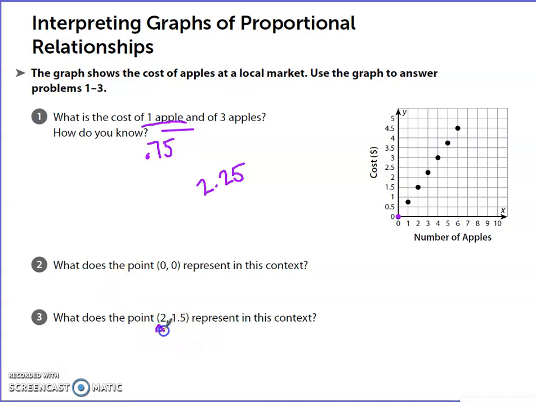The next one says, what does the point 2, 1.5 represent? This is 2 on the x-axis, so that's 2 apples. And this is $1.50. This is the cost. So if you were to write a sentence, you would write the sentence, 2 apples costs $1.50.